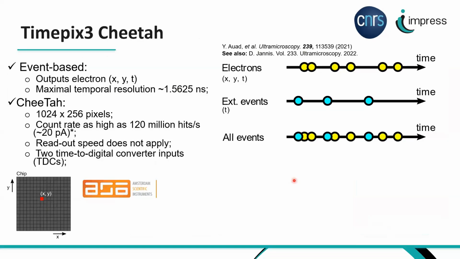So just to describe the current implementation that we are using of an event-based detector here at LPS, we have a Timepix3 Cheetah. Timepix3 is a class of detectors that were standardized by CERN, and they are produced commercially by different companies. The one we have was purchased from Amsterdam Scientific Instruments. So just to repeat, the output of the detector is when an electron arrives, we have a resolution of about 1.5 nanoseconds, and in which pixel.